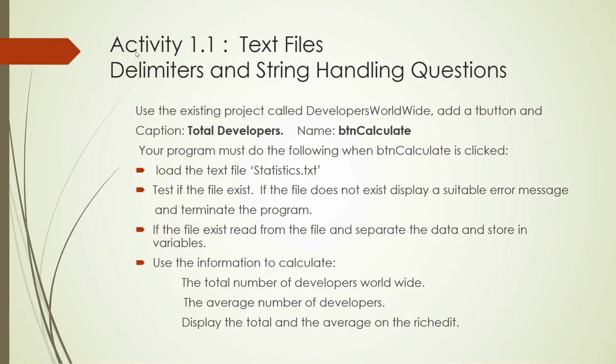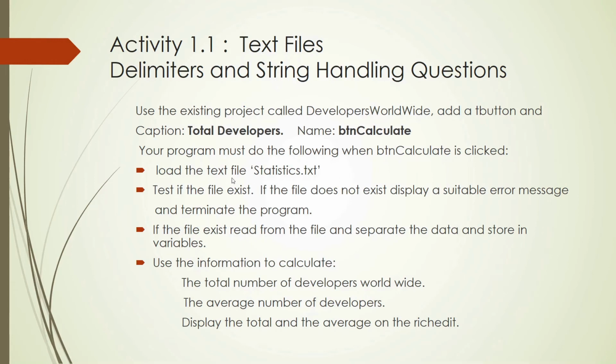So activity 1.1 is on a calculation. And let's go through the activity because you are going to be doing this activity on your own. Right, so using the existing project called Developers Worldwide, the project that we just used, add a TButton and a caption, call the caption Total Developers. Rename that button to btnCalculate. Your program must do the following when btnCalculate is clicked.